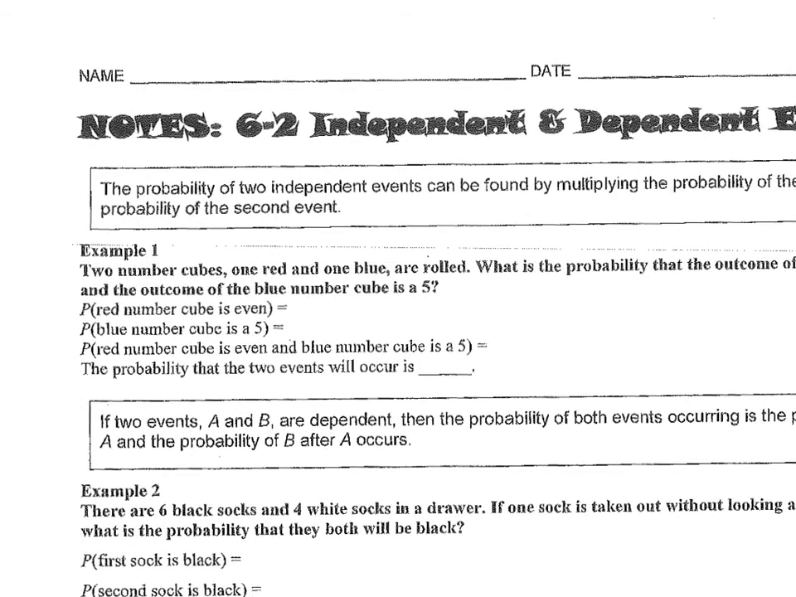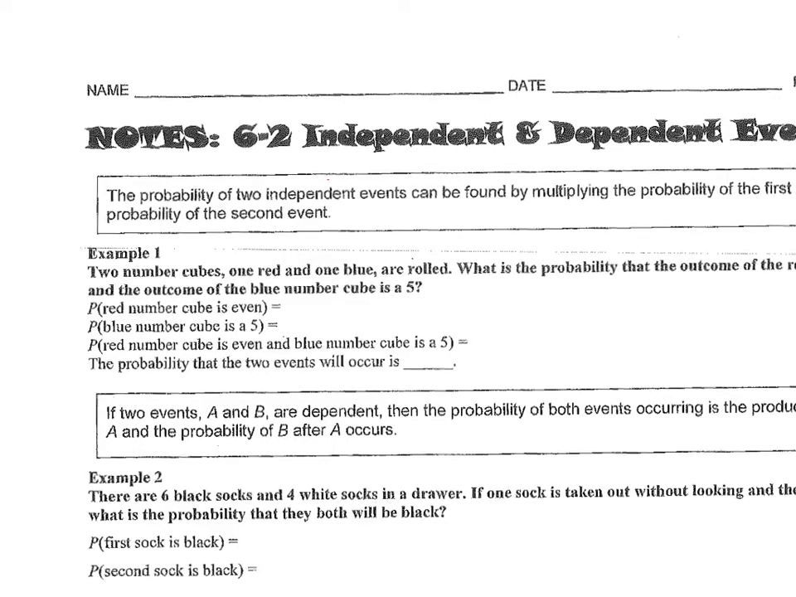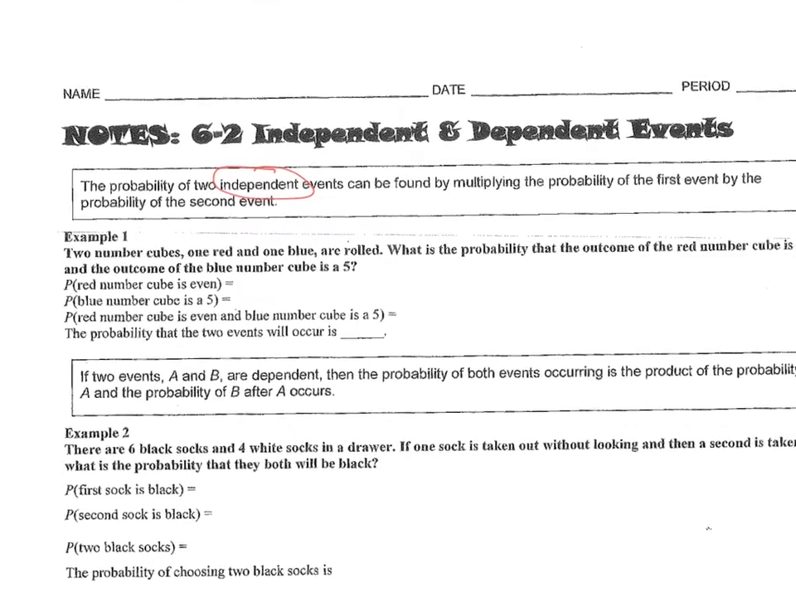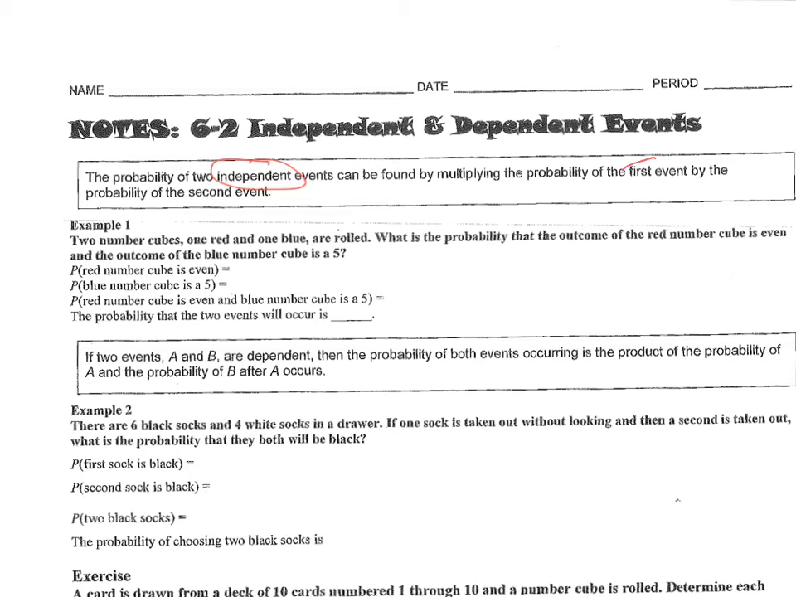So the first thing we're going to talk about is the independent. The probability of two independent events can be found by multiplying the probability of the first event by the probability of the second event. Yesterday we did those probabilities. We're going to do the same thing today, except we're going to do it twice and then multiply those fractions together. So for independent, we're going to set up two fractions, multiply them together, and simplify.